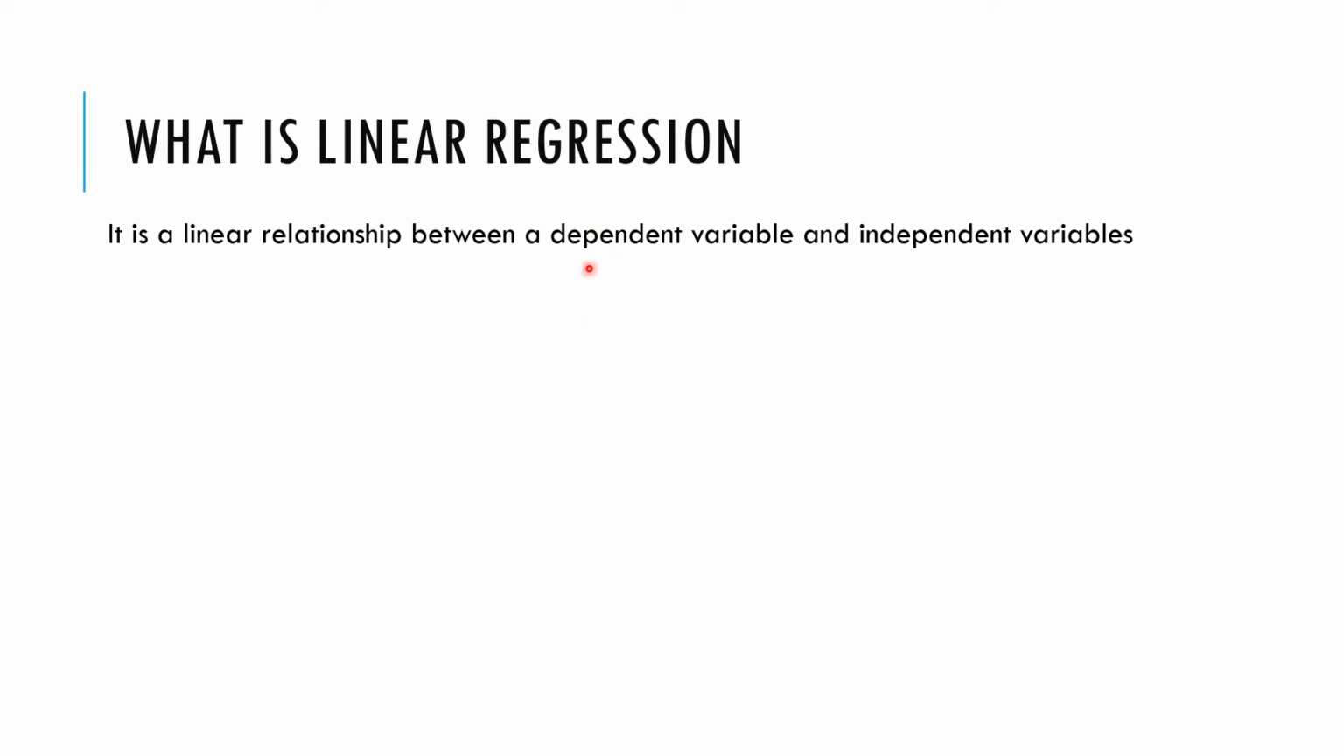Dependent variable is also known as response variable, and independent variables are also known as predictors, or by different names such as explanatory variables. So just remember this: independent variable is known as explanatory variable or predictor, and dependent variable is also called response variable. This is the purpose of linear regression, where the dependent variable is a numerical variable, and we look at the linear relationship between the dependent variable and independent variables. We'll see with examples how it works.